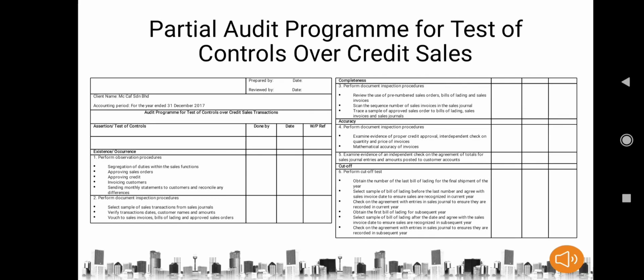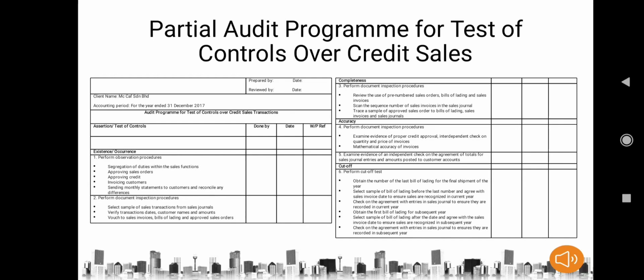Besides that, examine evidence of an independent check on the agreement of totals for sales journal entries and amounts posted to customers' accounts. For the last key point, which is cut-off, perform a cut-off test. For example, obtain the number of the last bill of lading for the final shipment of the year.